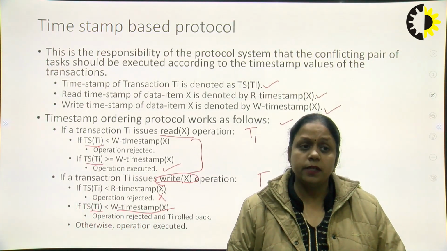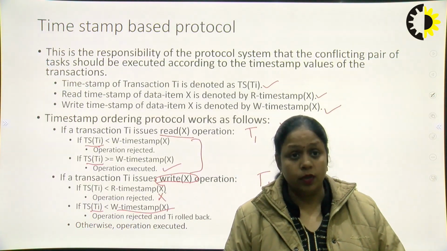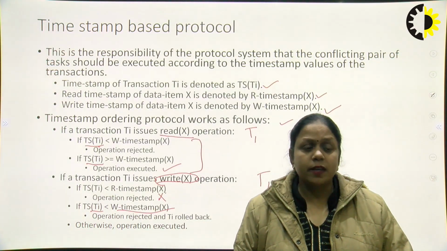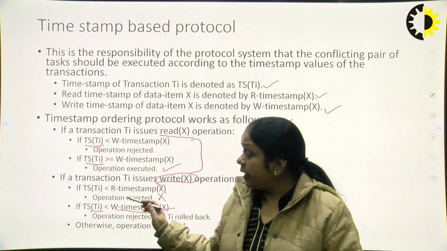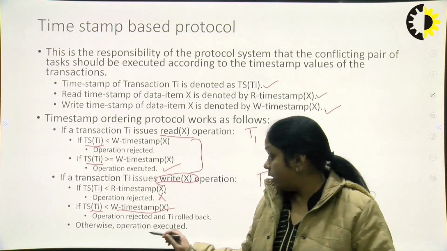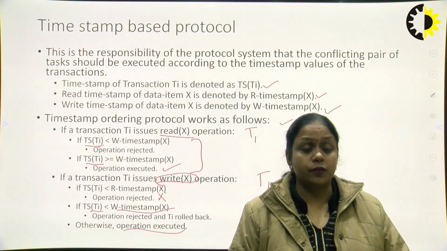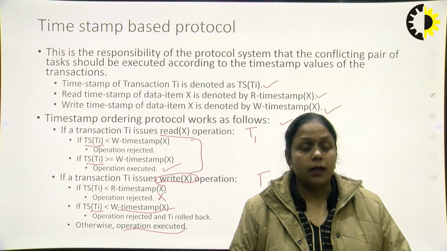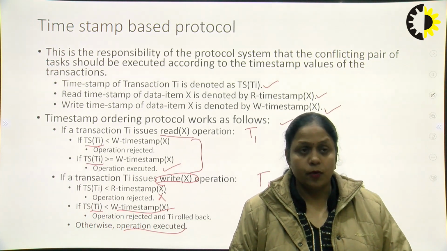What it means is that a write operation can conflict with both reads and writes. So we check the write timestamp value as well as the read timestamp value, and the transaction timestamp value should be greater than these values. Then only the operation will be executed. Otherwise, the operation will be rejected. These are all the rules of the timestamp based protocol.